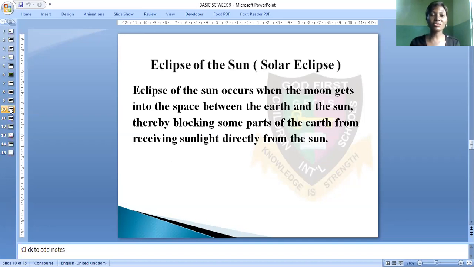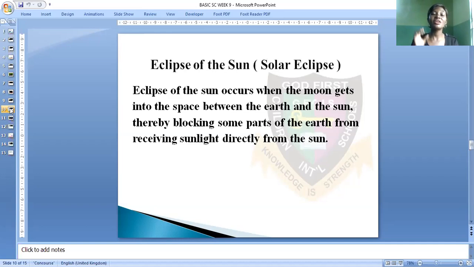Eclipse of the sun occurs when the moon gets into the space between the earth and the sun, thereby blocking some part of the earth from receiving light directly from the sun. Here, the earth receives light from the sun. So by the time the moon is in between the earth and the sun, the moon will be blocking the earth from receiving light from the sun.